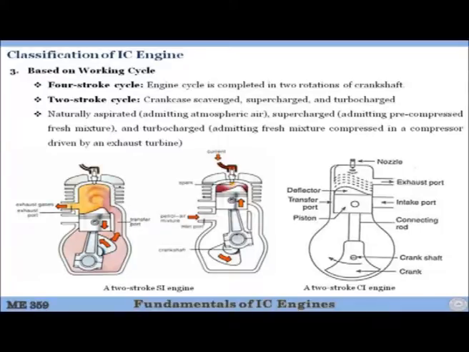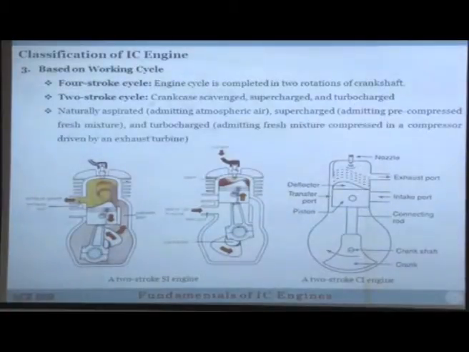Third is based on the working cycle. There could be a 2-stroke cycle or a 4-stroke cycle. What does it mean? A 4-stroke cycle means the engine cycle is completed in 2 rotations of the crankshaft. If the crankshaft takes 2 rotations and 1 power stroke is generated, it is called a 4-stroke cycle. In a 2-stroke cycle, in 1 rotation of the crankshaft you will have 1 power stroke.